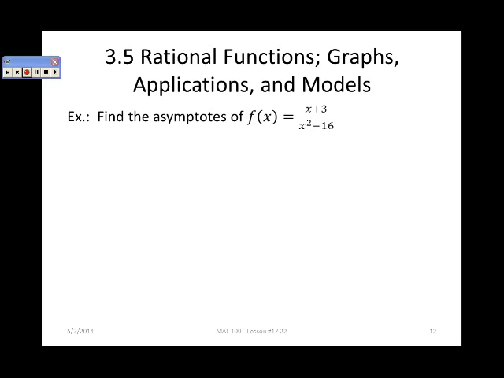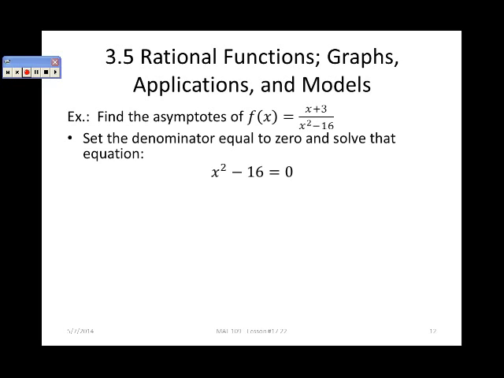So let's look at some of these situations. Here is an example of a rational function. Polynomial in the numerator, polynomial in the denominator. Let's find out what asymptotes that function has. You probably start with finding the vertical ones because they're a little easier to identify. All you have to do is take the denominator polynomial, set it equal to 0, and solve that equation. So you'd set x squared minus 16 equals 0, and solve that equation.